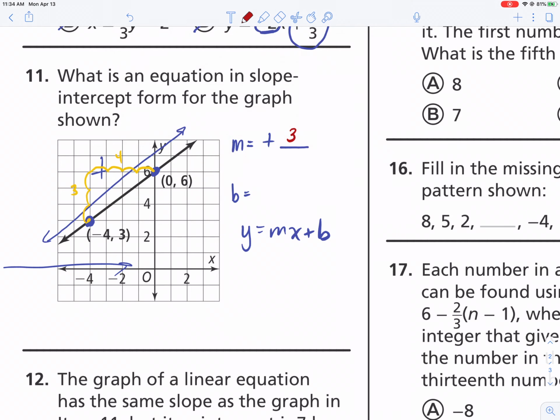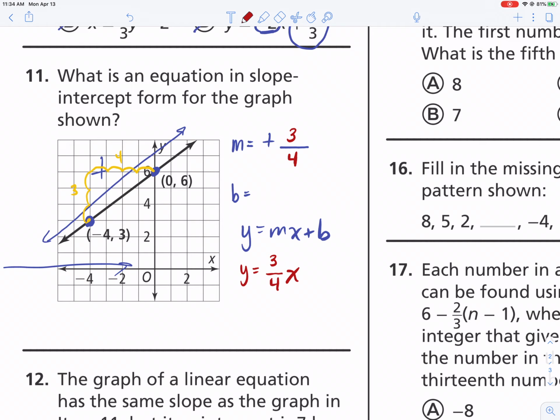So I'm going to rise 3, and I'm going to run 4. And I can't reduce that, so I'm going to leave my slope as 3/4 with an x, right? The x is not part of the slope. Our x is our input value, but that 3/4 is our slope.